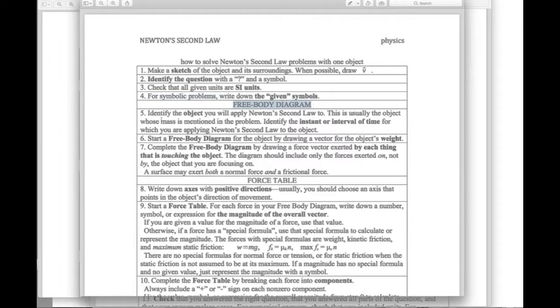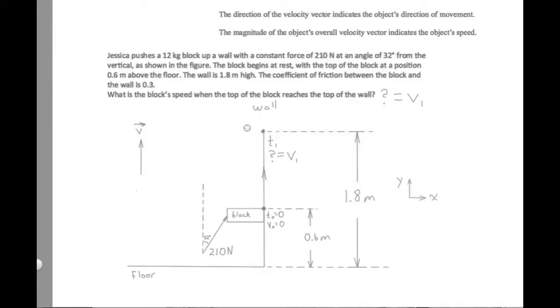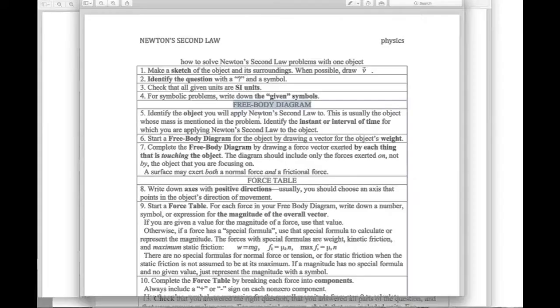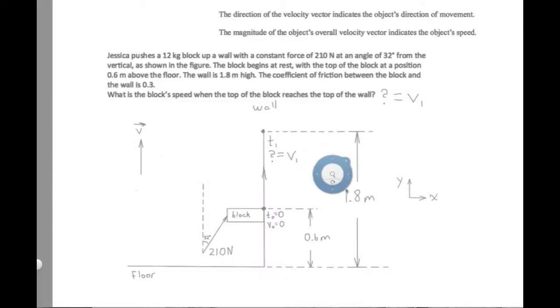So we can start our free body diagram by identifying the object. Well, the thing whose mass was mentioned is the block, so that's going to be the object that we're focusing on. And we're going to focus on that block during the interval between time 0 and time 1, during the interval when it's at 0.6 meters and when it reaches the top of the wall. So that's our interval of time. The object we're paying attention to is the block while it's moving from 0.6 meters up to the top of the wall. Now we start the free body diagram by drawing a vector for the object's weight.